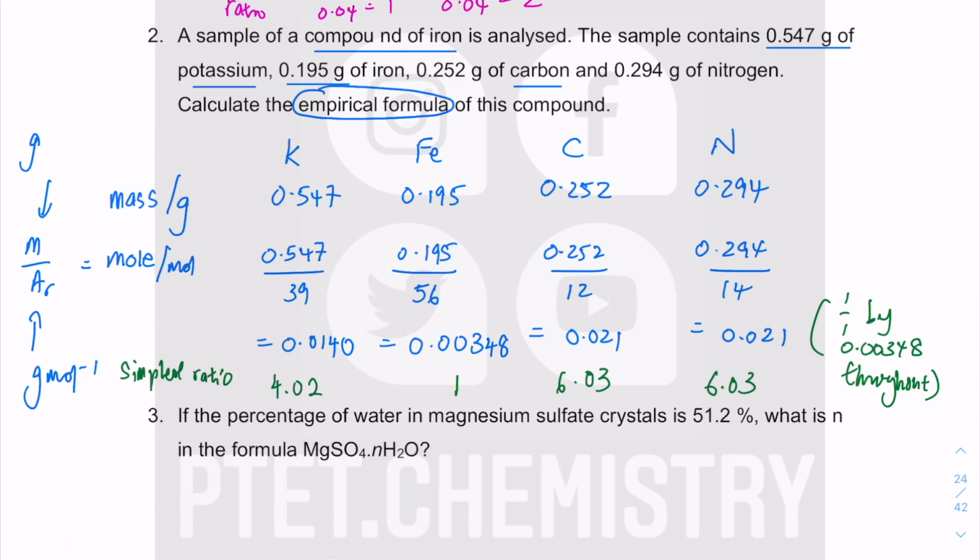So these are very close to the whole number, so there isn't anything suspicious about it. I'll tell you the next time about what I mean by suspicious, but the nearest whole numbers are 4, 1, 6, and 6. So obviously we can think about the empirical formula being K4Fe1, which I don't show the one, C6N6.